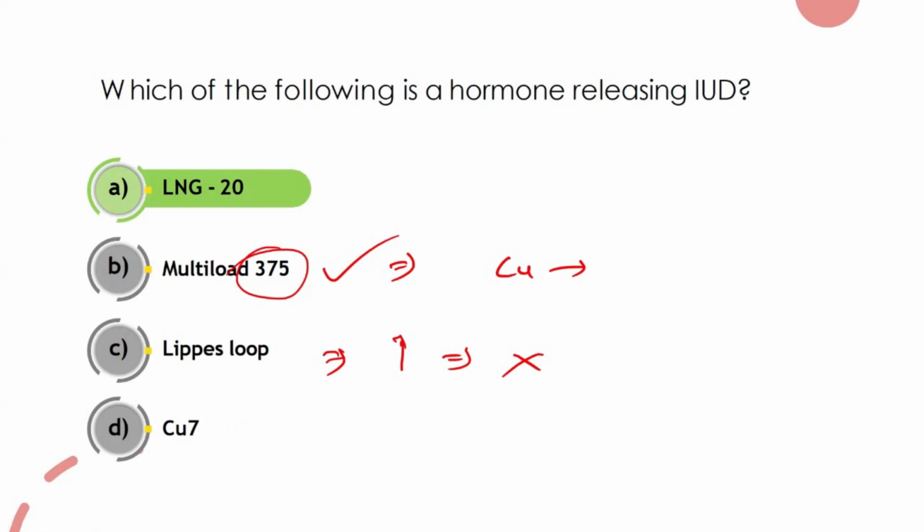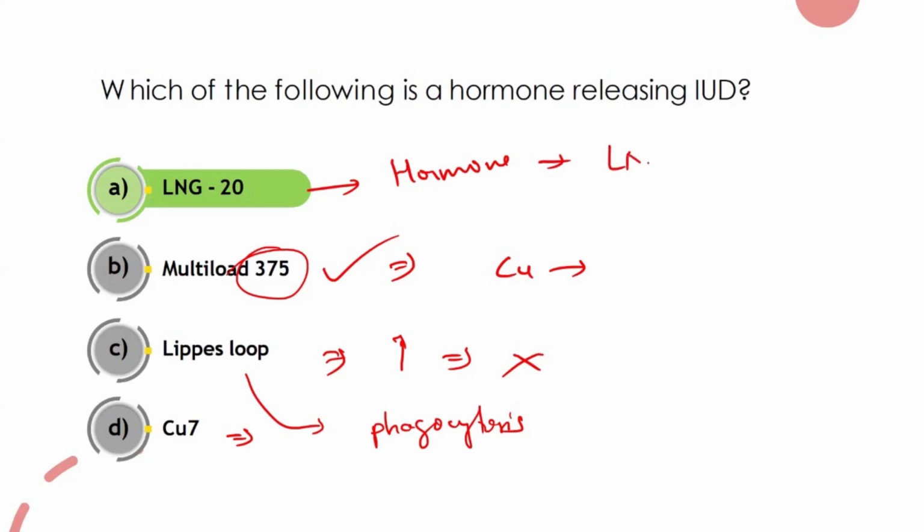It's also a copper device. What will the copper do? The release of copper ions, what does it do? The Lippes Loop works by phagocytosis; it does not have any medicine, not even copper, not even hormones. LNG20 has hormones. Which hormone? Synthetic progesterone, levonorgestrel. Whereas Multiload 375 has copper ions. So what will the copper ions do?